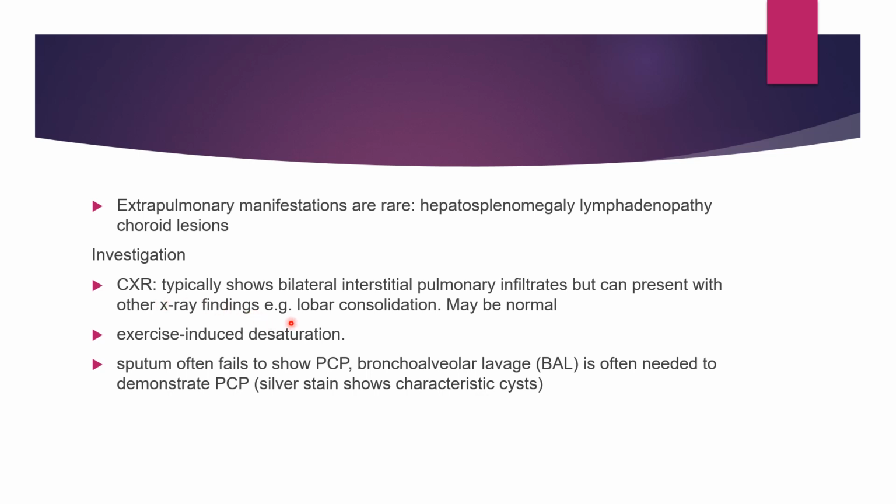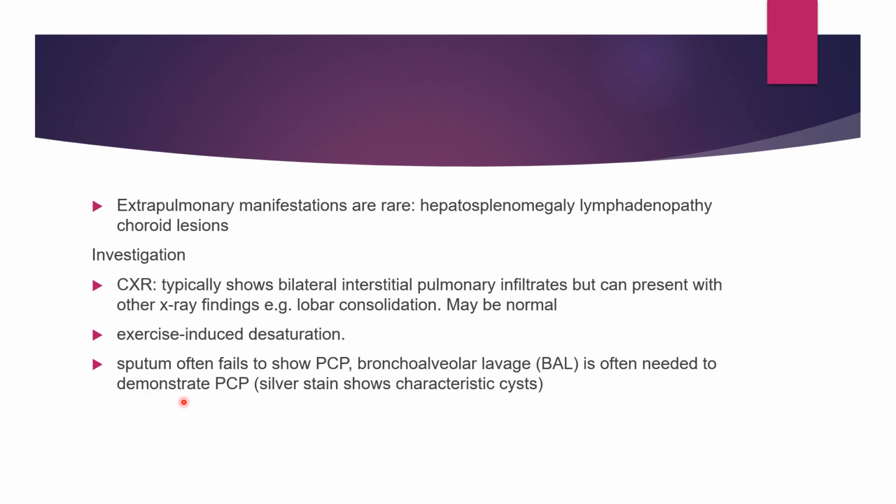than 200. You have to consider PCP pneumonia, and sometimes there can be bilateral interstitial pulmonary infiltrates, but there can be other X-ray findings also, such as lobar consolidation. So as I've told you, the chest X-ray can be normal also, completely normal also. And in that case, you need to diagnose the patient with exercise-induced desaturation, which is there will be normal saturations, but after exercise there will be desaturation, which is very likely that the patient is having PCP pneumonia.